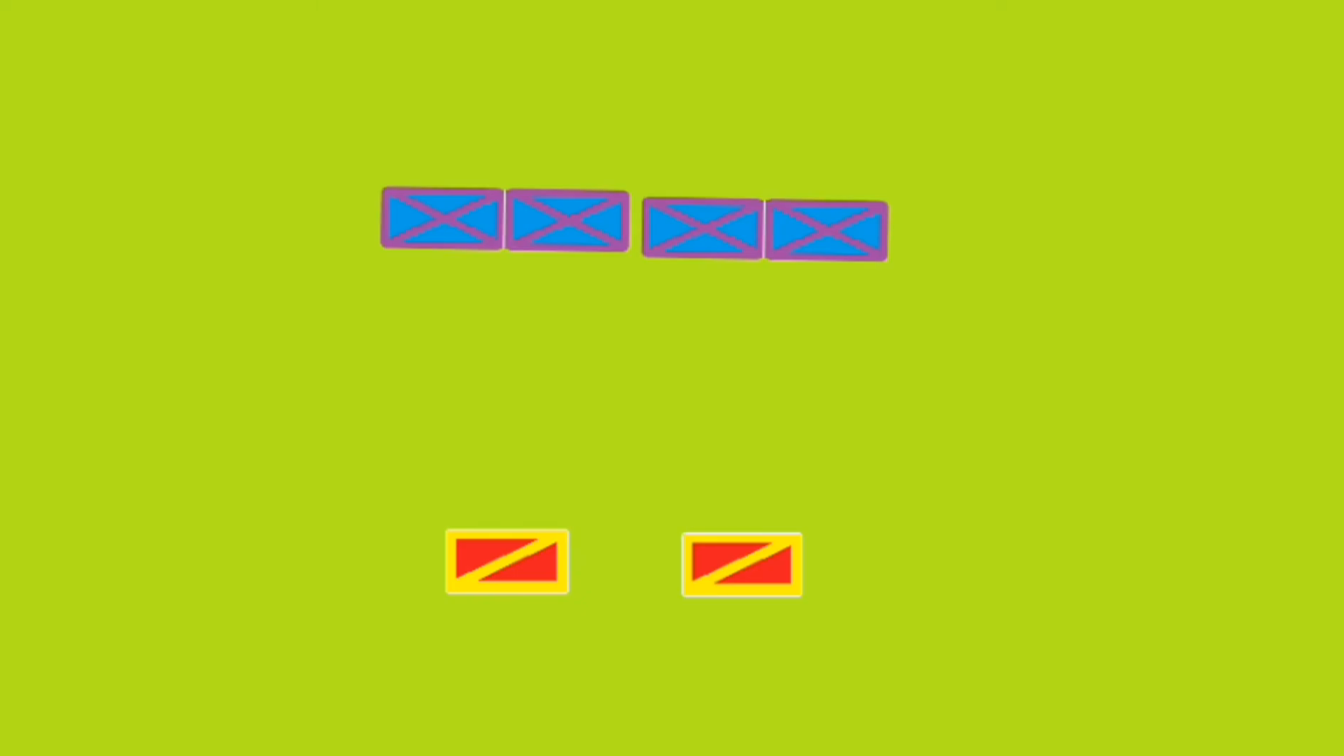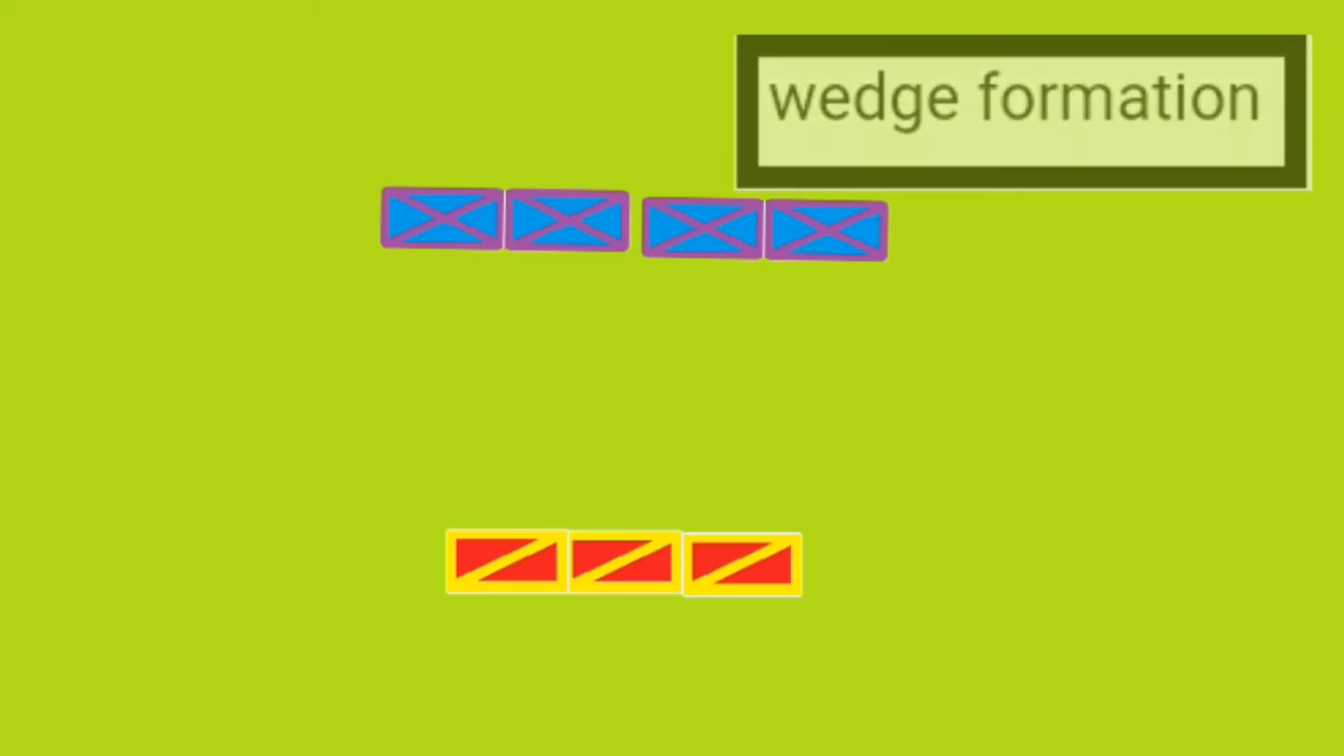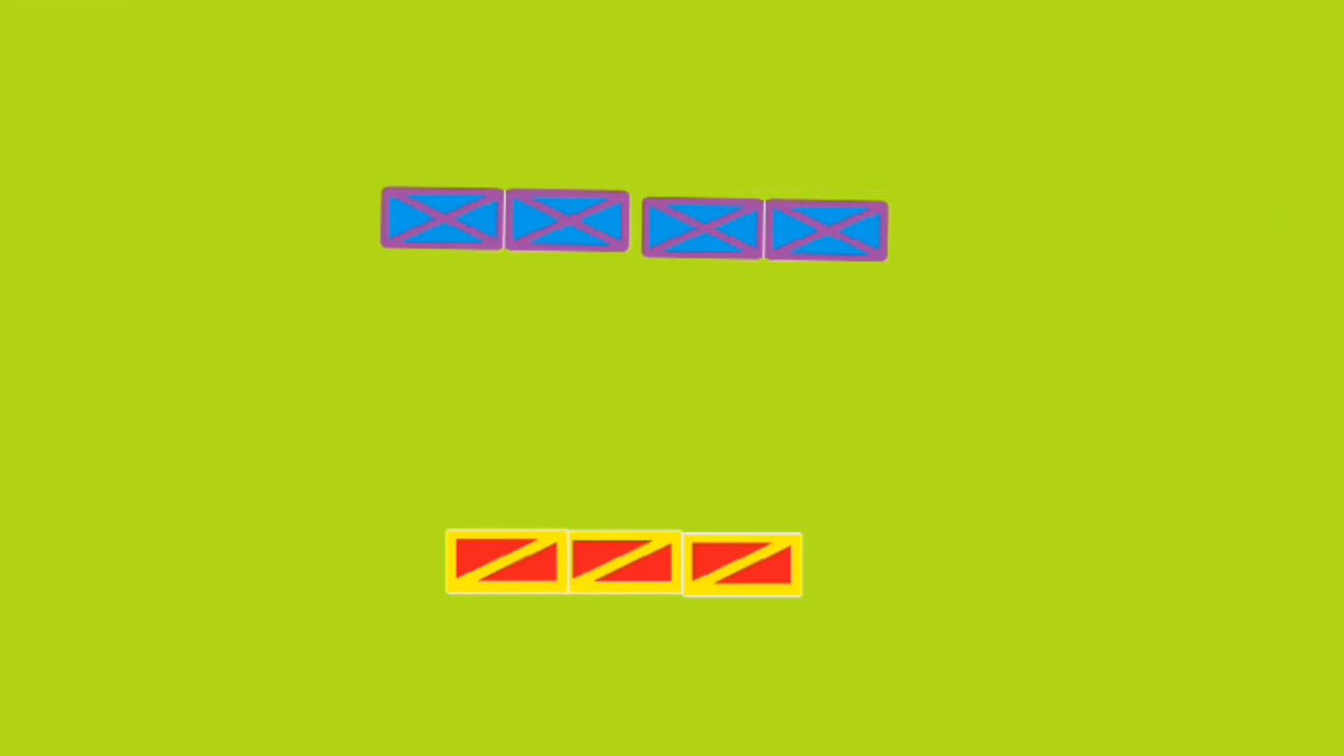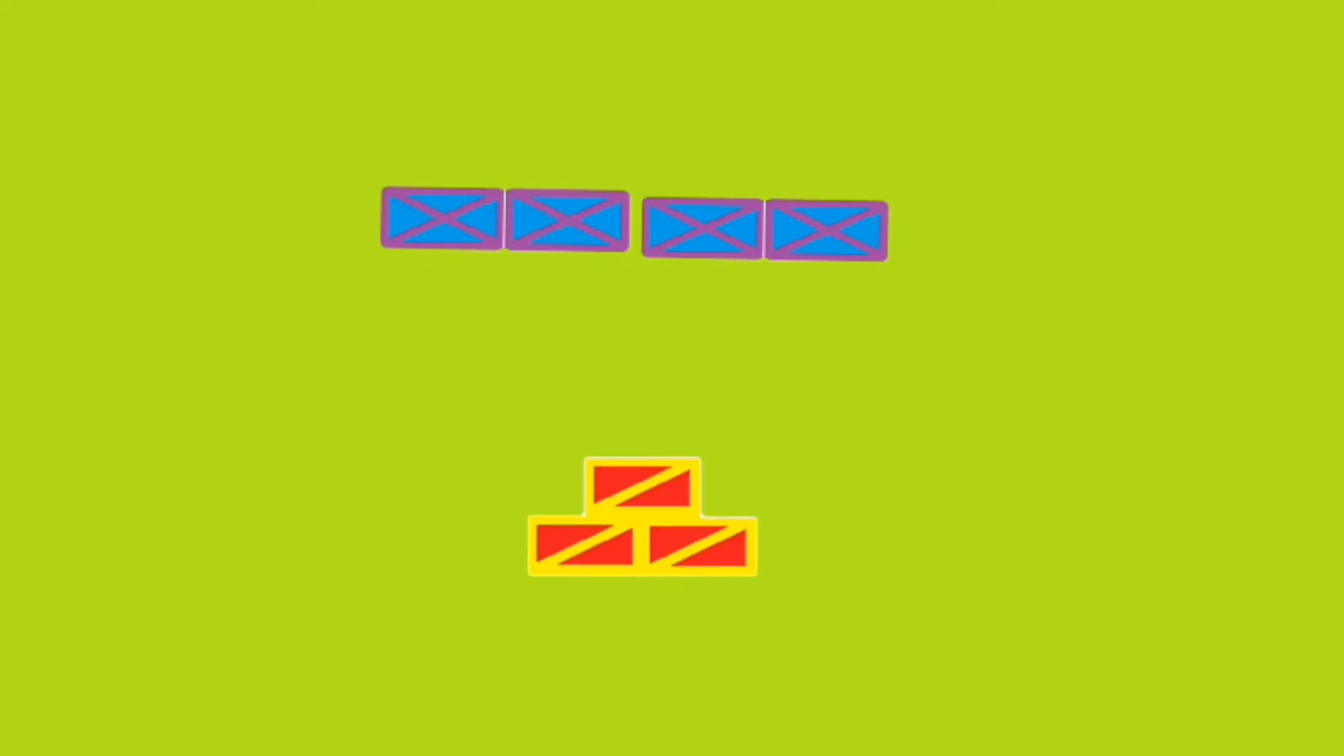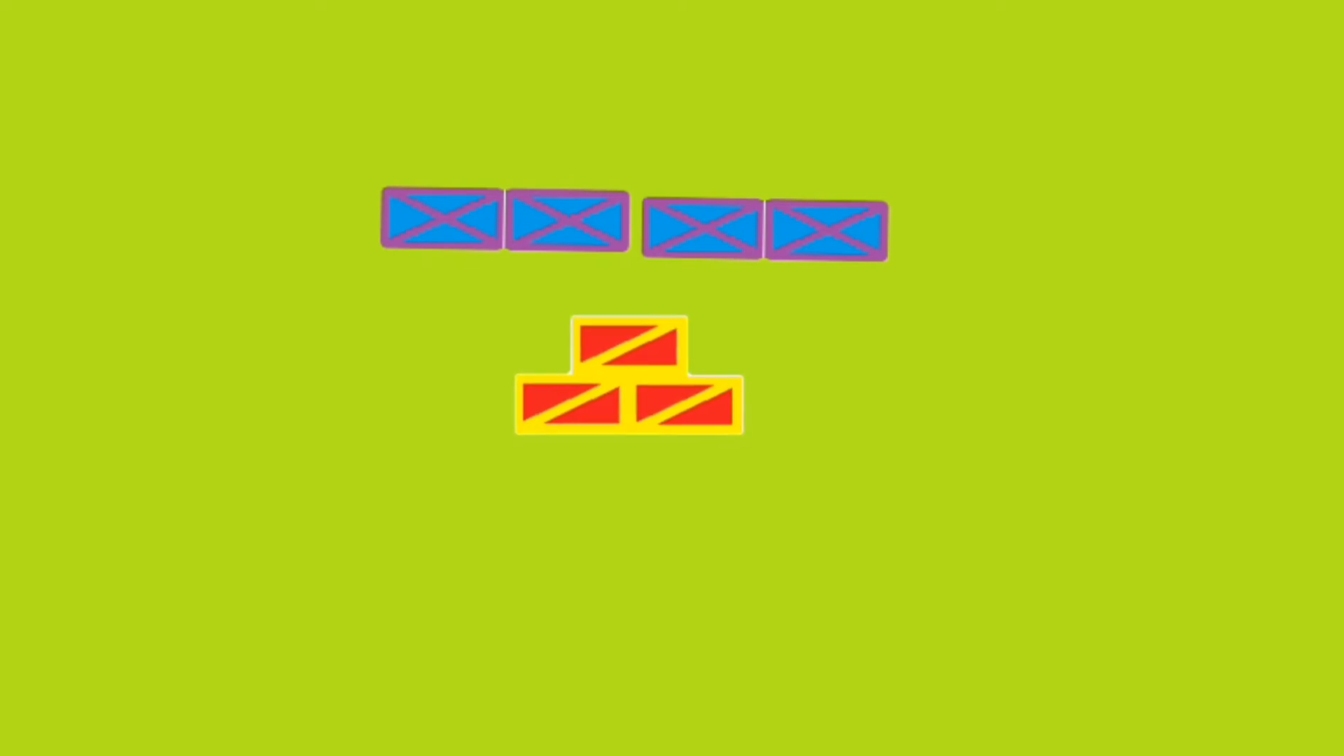Number 4. The flying wedge formation, or the wedge formation. The idea behind this formation is that your best troops form into arrow or spear tip shaped formations. Then they charge forward and break through the enemy lines.